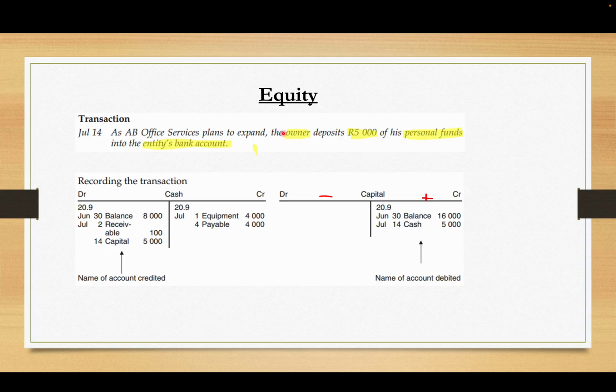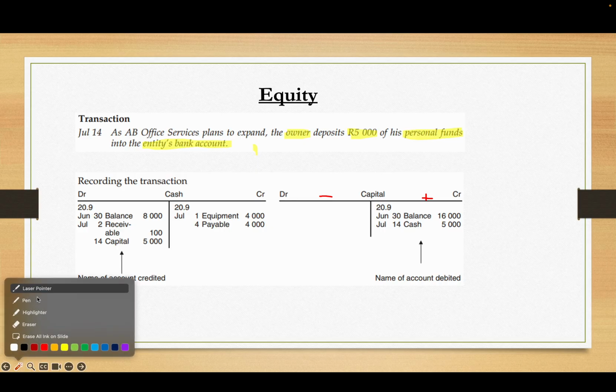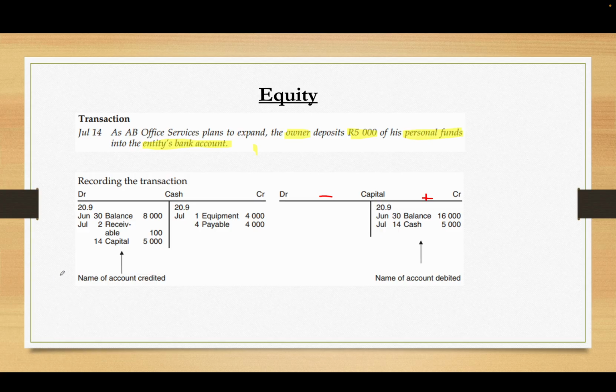You understand? And obviously the owner can only deposit money into the business bank account, so it will affect these accounts. These are called contra accounts. So it's not cash, it's bank, guys, please remember that. So it's going to be bank slash cash, it's a plus, and capital is a minus.